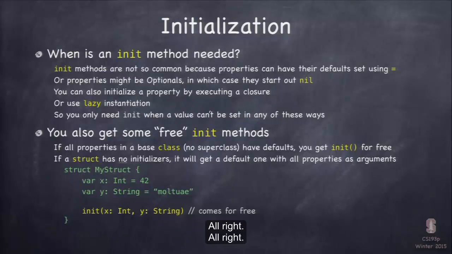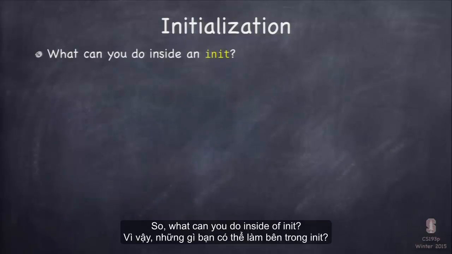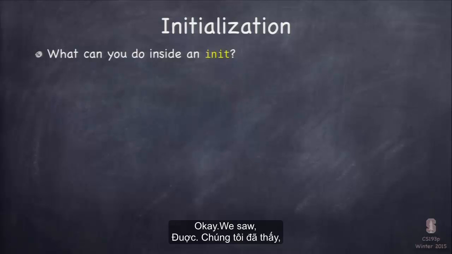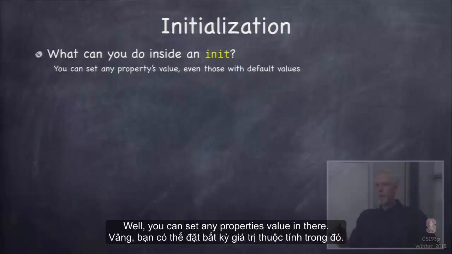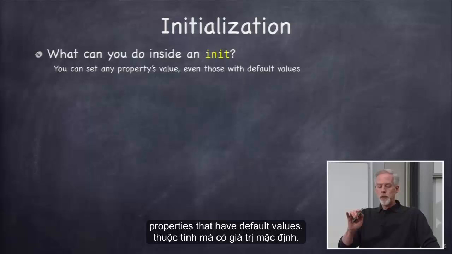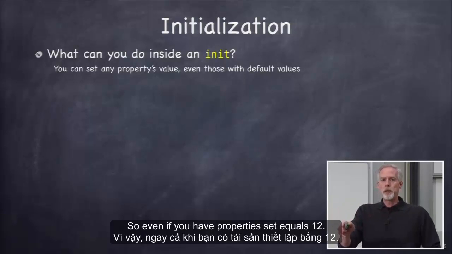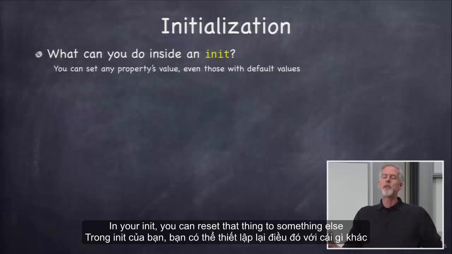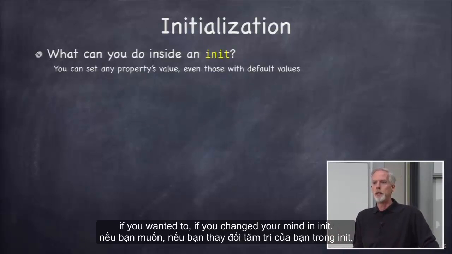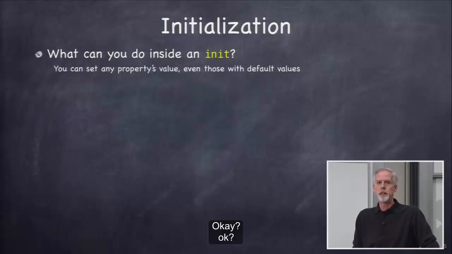All right. So what can you do inside of init? We saw what we did in calculator brain. We initialized some stuff. But what can you do? Well, you can set any property's value in there. You can even set properties that have default values. So even if you have a property and you said equals 12, in your init, you could reset that thing to something else if you changed your mind in init.